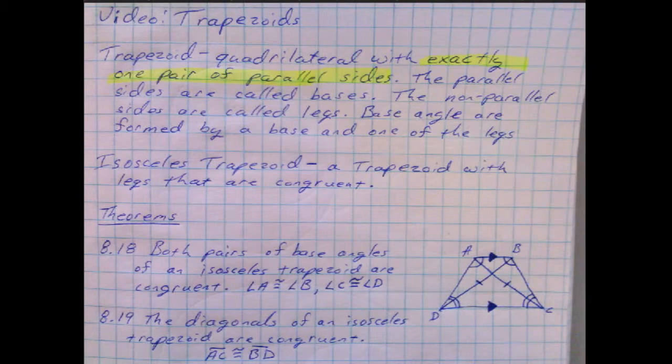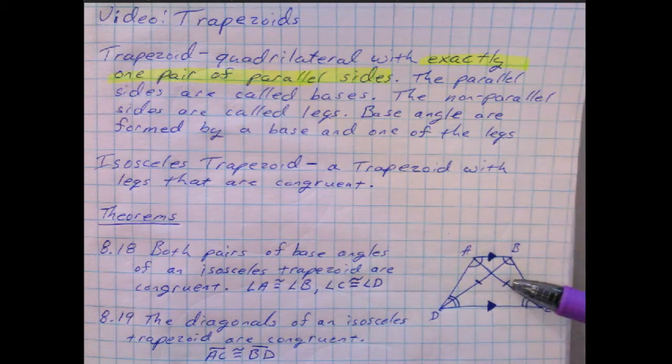A base angle is formed by a base and a leg. We also have what's called an isosceles trapezoid. For an isosceles trapezoid, the two legs are congruent to each other. So then with our isosceles trapezoid, we have a couple theorems, some different things that we know about them. For an isosceles trapezoid, both pairs of base angles are congruent.